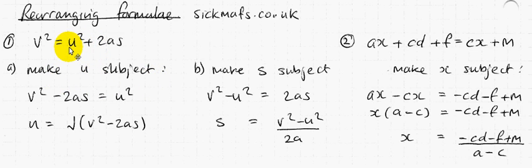I basically want u by itself, so I'm going to start by making u squared by itself at least. That means the plus 2as is going to jump to the other side of the equals sign and become a minus 2as. So v squared minus 2as is now equal to u squared. Then I'm going to move that squared to the other side, which is the opposite, square root, so square root of all of it. So it's the square root of v squared minus 2as is equal to u. Notice I swapped it all round as well, putting the u on this side and the v squared minus 2as on that side.